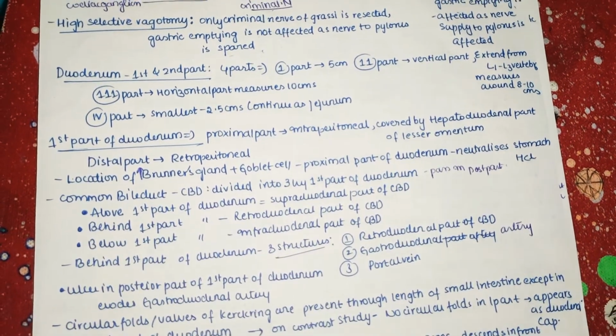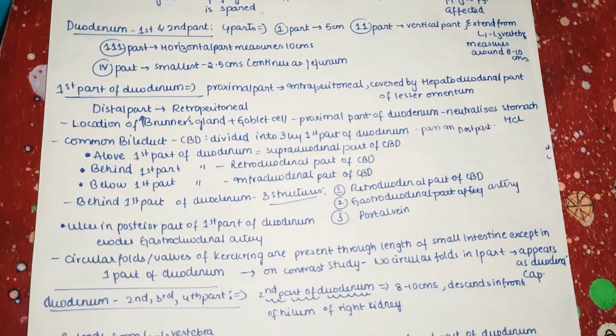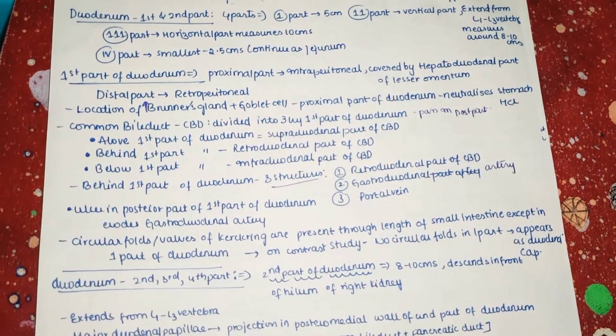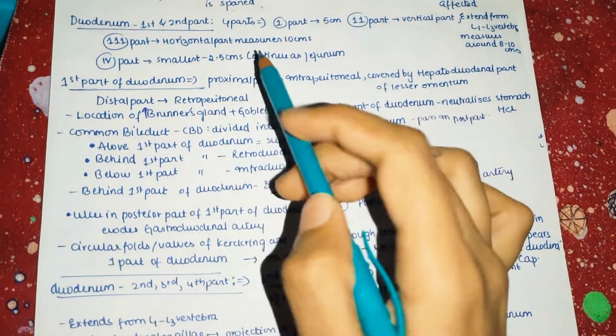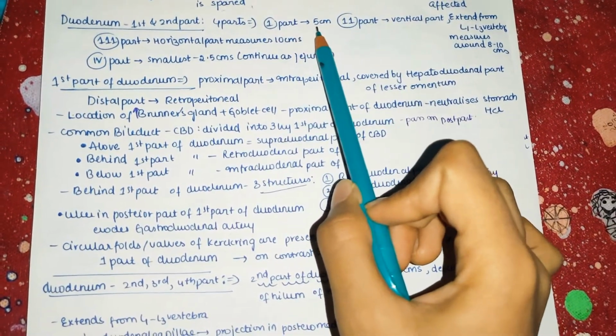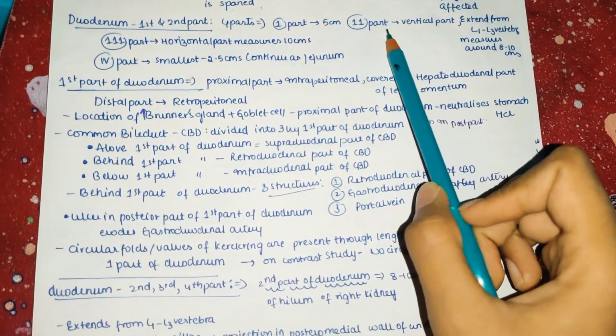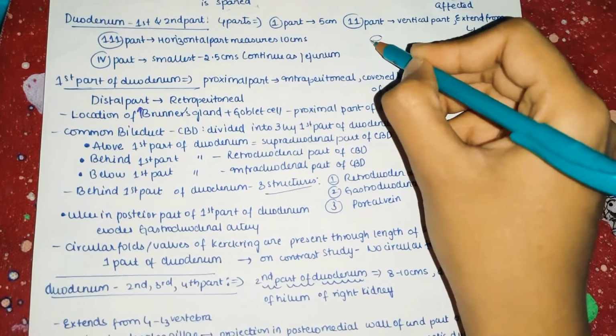Now coming to the small intestine. We have completed the stomach discussion. In the small intestine, the duodenum is divided into four parts. Let us see one by one. The first part of the duodenum, if you see, measures 5 centimeters. The second part is actually a vertical part. So let me draw the duodenum, you'll understand.